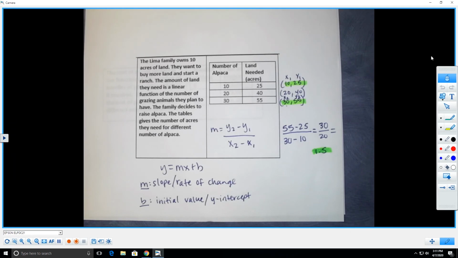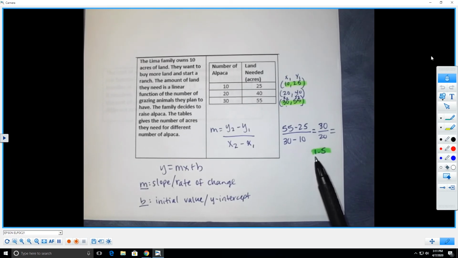Since we found the rate of change, how can we find the initial value or y-intercept? Sometimes the table of values will give us that number, but in this case, the table of values doesn't tell us. So we can find the initial value by substituting the rate of change, which is 1.5, and one pair of values from the table into the slope-intercept form of a linear equation. You can use any one of the ordered pairs that you want to. I'll walk you through this one to find the initial value.